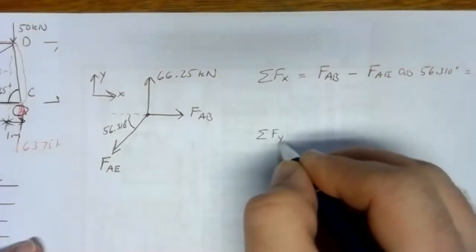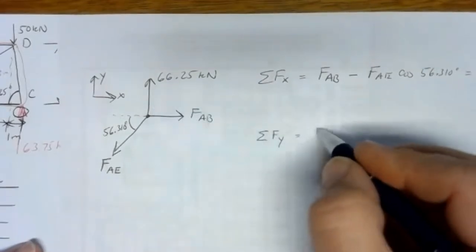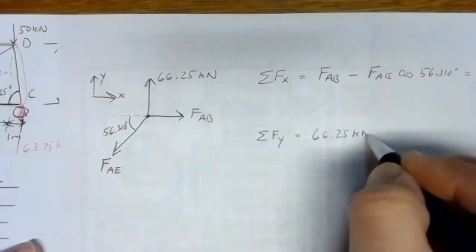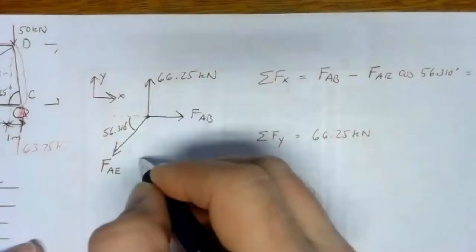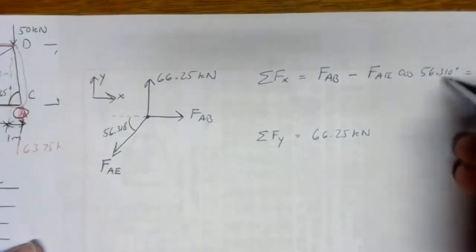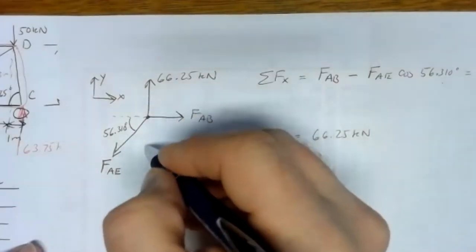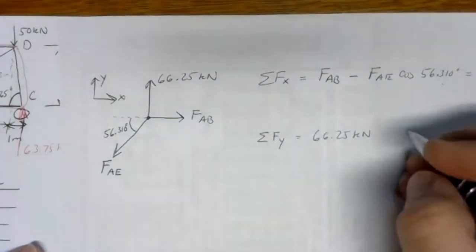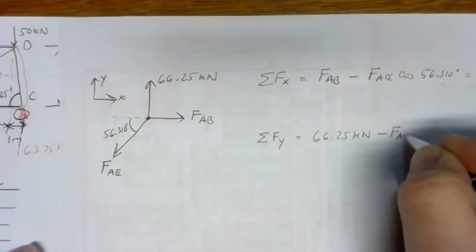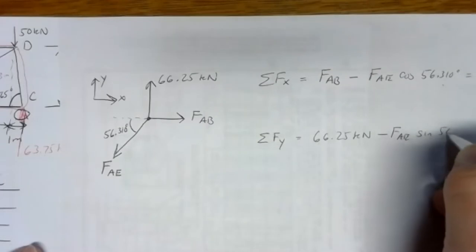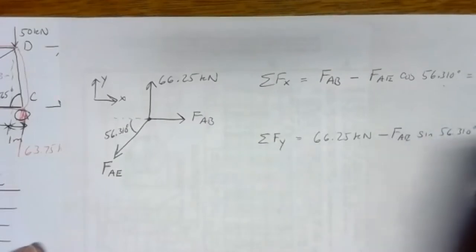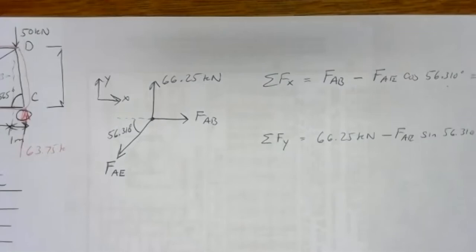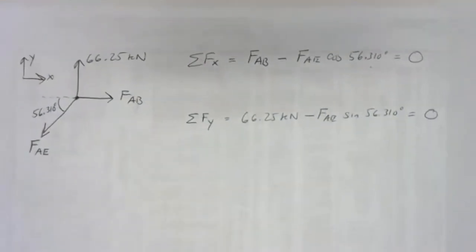In the y direction, we have a positive 66.25 kilonewtons. And we have a negative piece of FAE. Since we already used cosine up here, we're really looking for the opposite side of that angle, this vertical piece, and that goes with sine. So we have minus FAE sine of 56.310 degrees. So that equals 0. So there we've got our equations of equilibrium. The first one we can't solve. We've got too many unknowns there. But the second one we can.